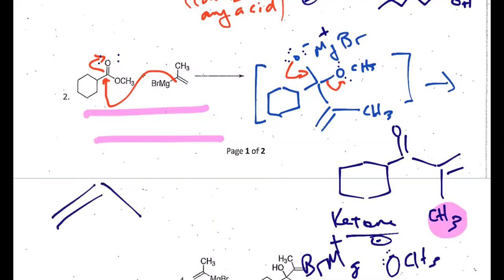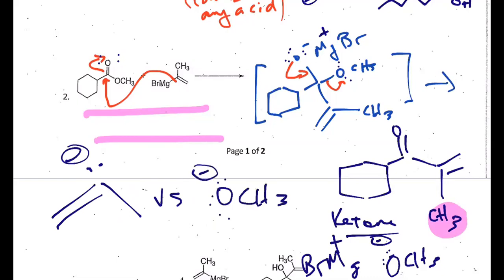So here's what you basically have. You got an sp2 carbon that's negative, right? If you're looking at the Grignard. You follow me? Yes. And that's going to be compared to an oxygen that's negative. Now, how do you determine how stable those groups are?